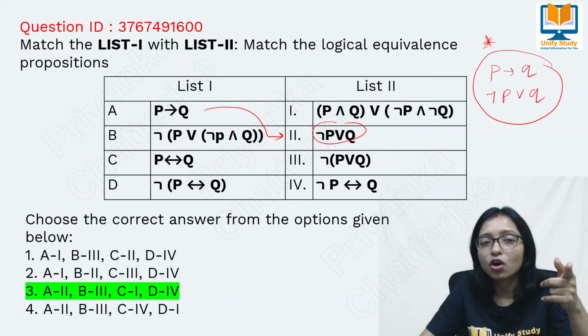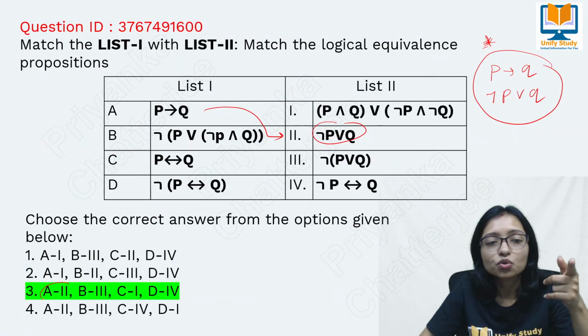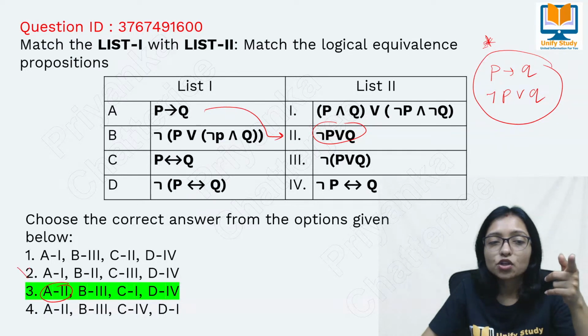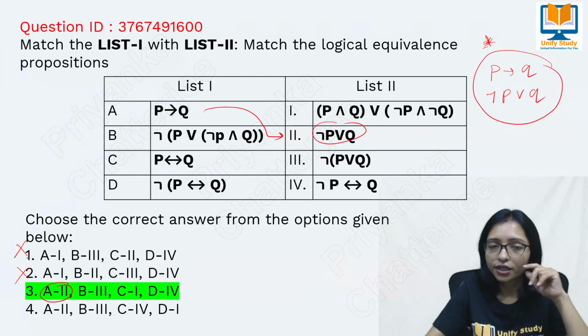It is not P or Q. A will be with 2. This option is not correct. This option is not correct.